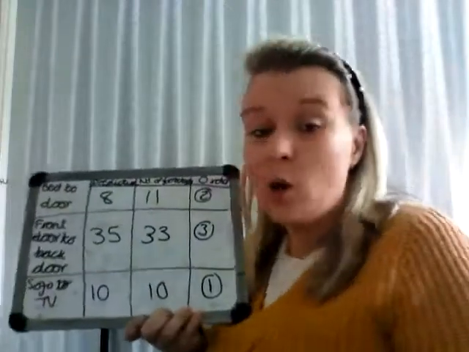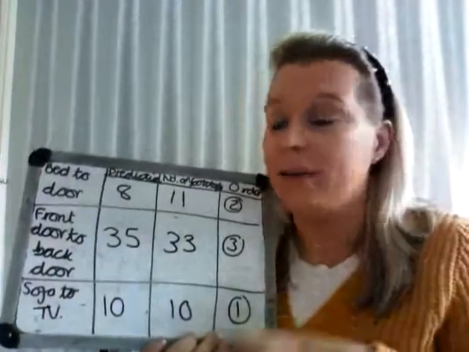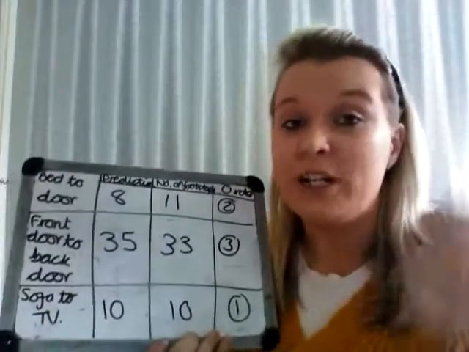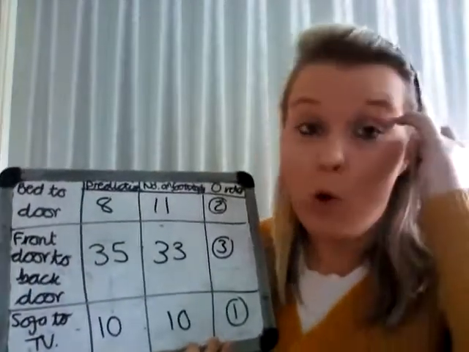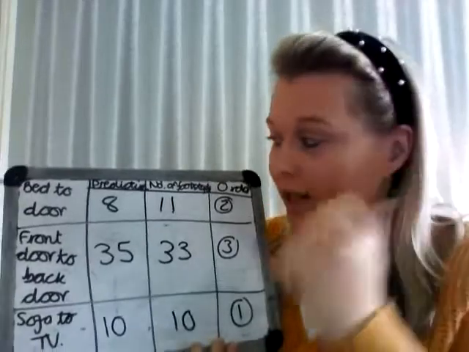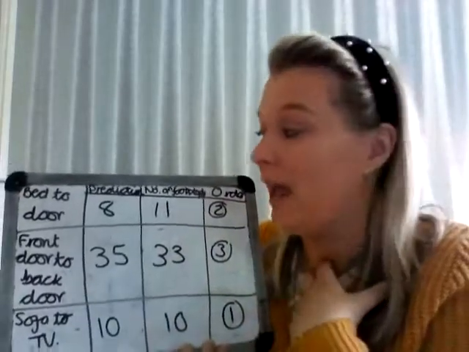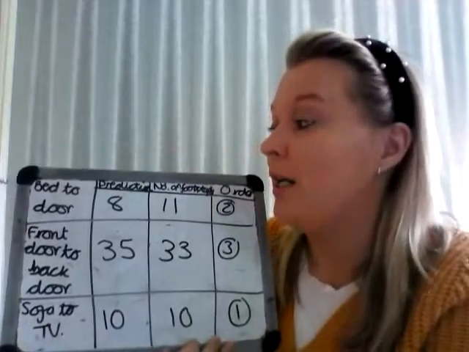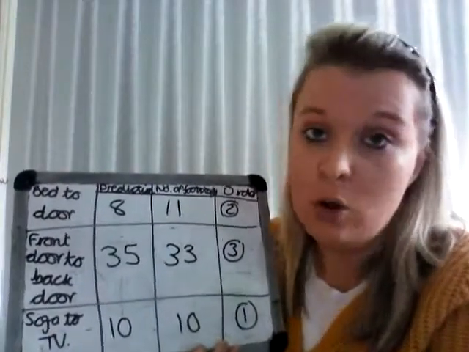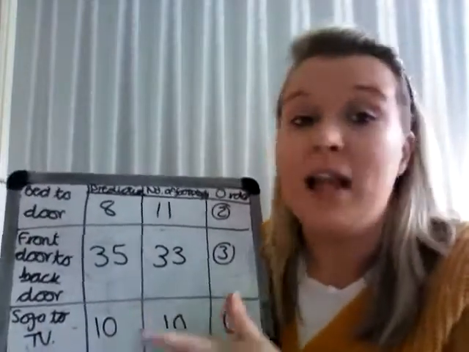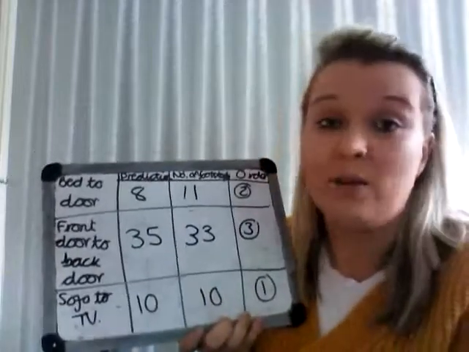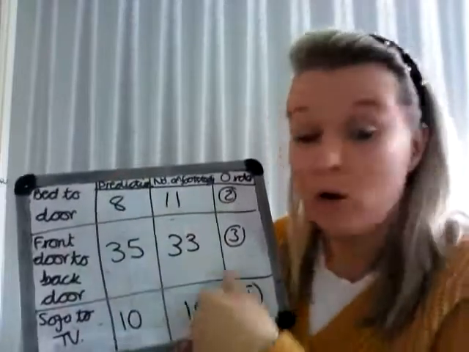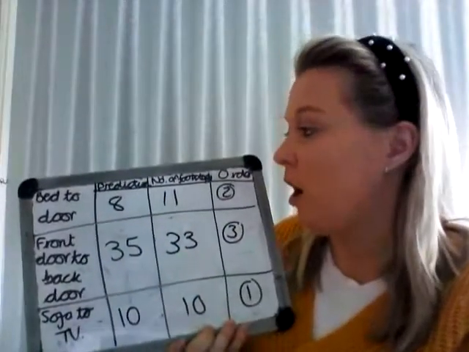Now, your predictions don't have to be absolutely perfect, so don't get upset if they're not quite right. But remember, when we do prediction, estimating, guessing, we always say that we're sensible with our guessing. So it would have been silly for me to say 100 steps from my bed to my door, because I know there isn't that much space there, because that 100 steps is quite a lot. So I've made sensible predictions, which is why they've come out quite close to what they were.